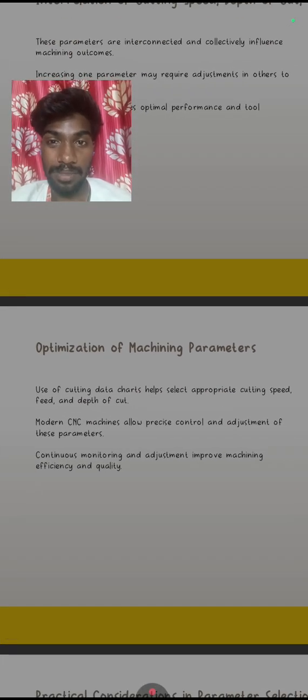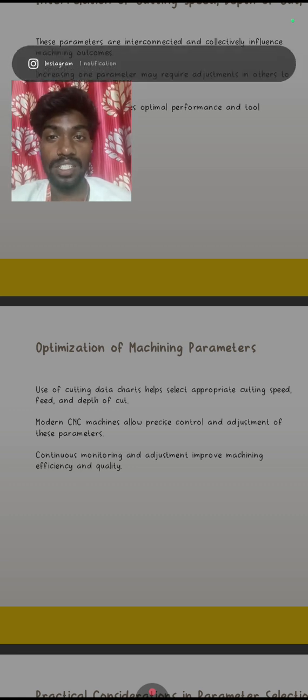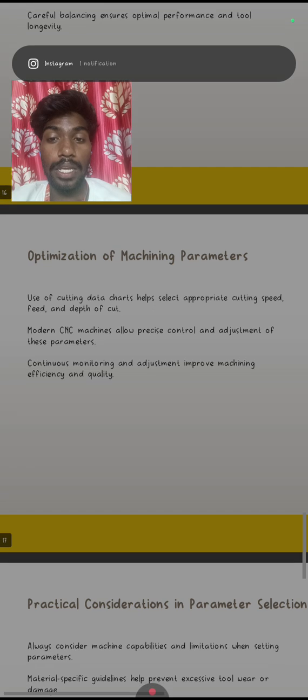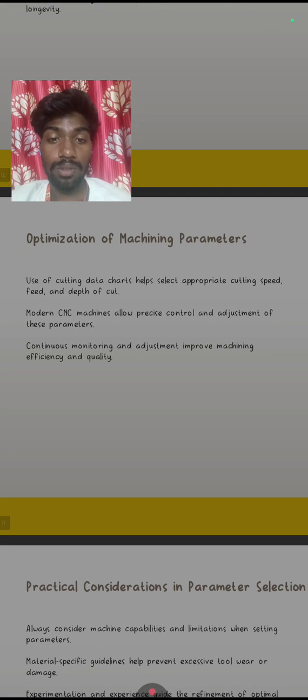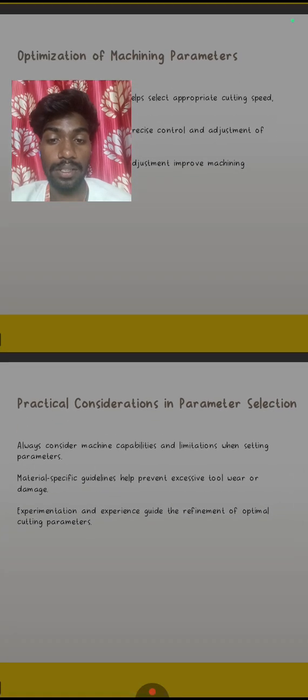Optimization of machining parameters. Using data charts helps select appropriate cutting speed, feed, and depth of cut. Modern CNC machines allow precise control and adjustment of these parameters. Continuous monitoring and adjustment improve machining efficiency and quality.